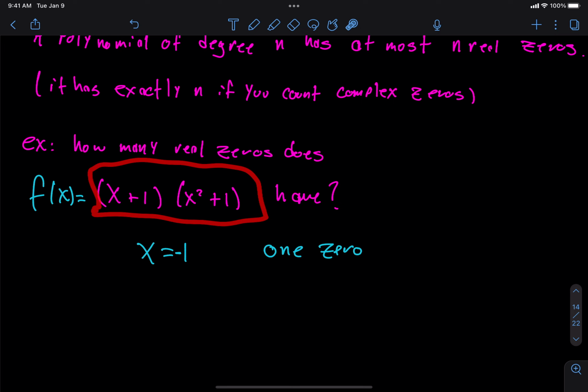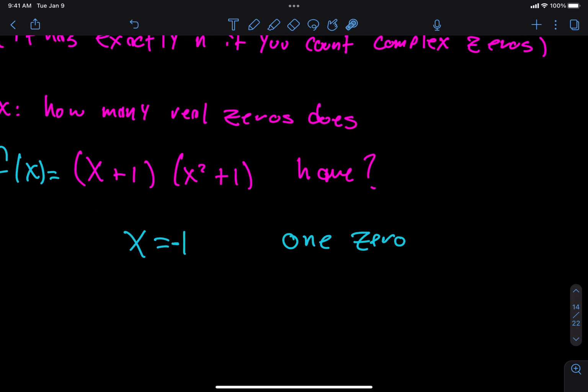So I might be tempted to say, well, the degree is the largest power of x, right? So the largest power of x I see is 2. So is this a degree 2 polynomial? No, it's not. Can someone give me reasoning why not? Yeah, Lauren? Because if you FOIL it, then you get x cubed. Exactly. If we FOILed this, what would we get?